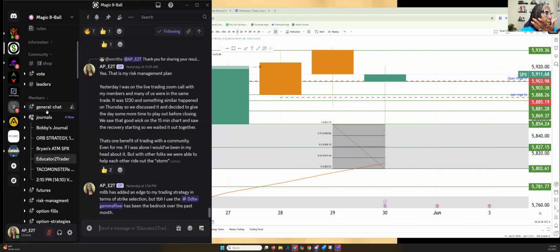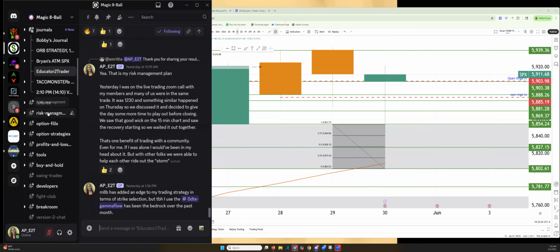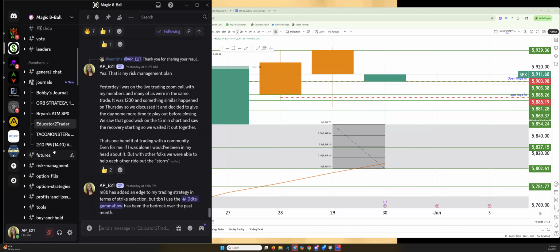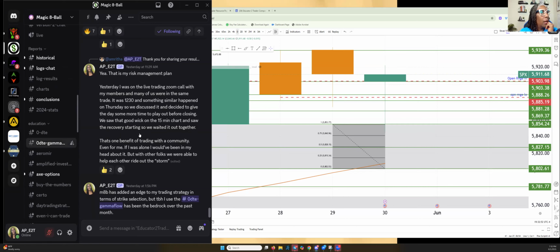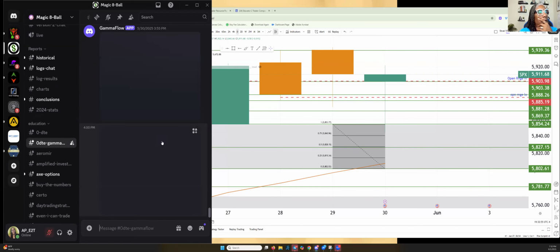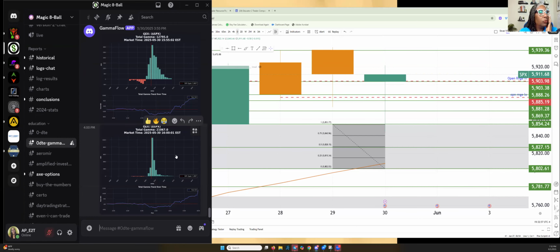The Gamma was a game changer for me. I was able to get the Discord and see that. On Friday, it helped me to get out of my trade. I was watching it closely, so it's been a plus. I agree completely. It's been really good.